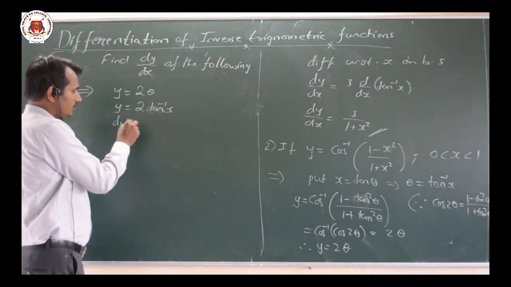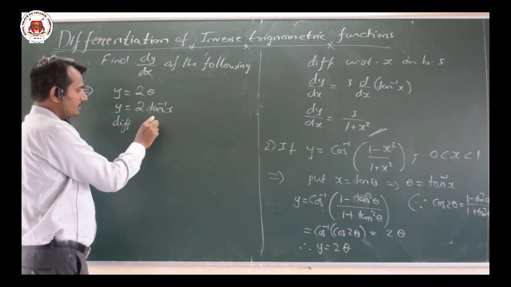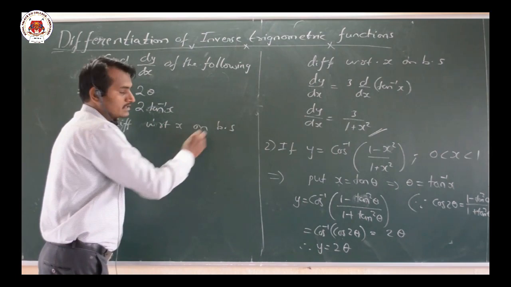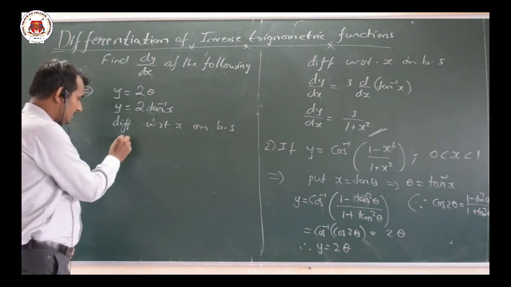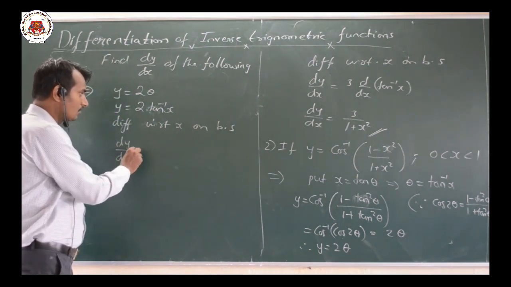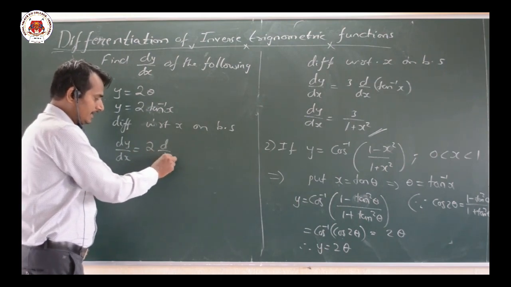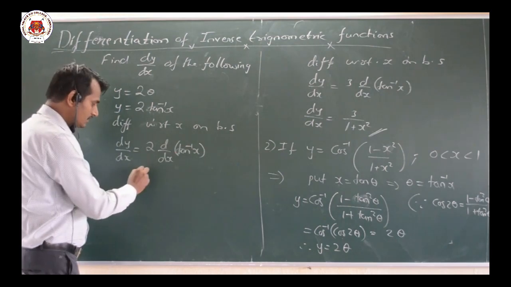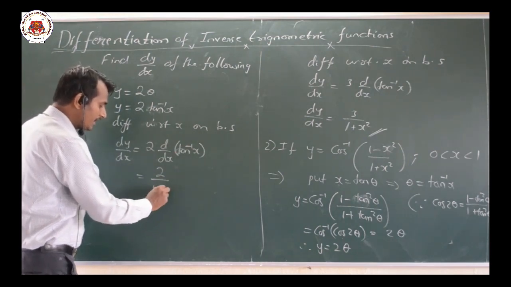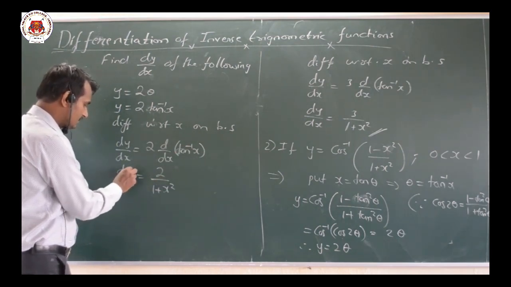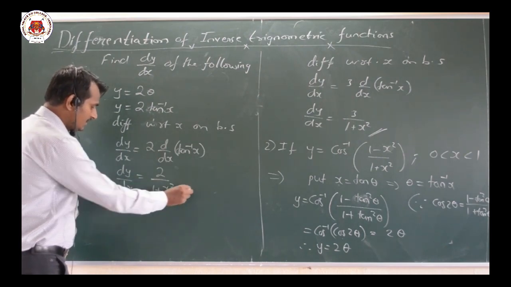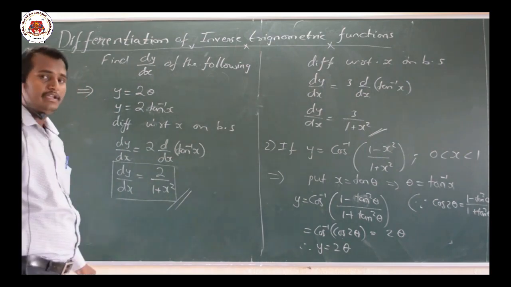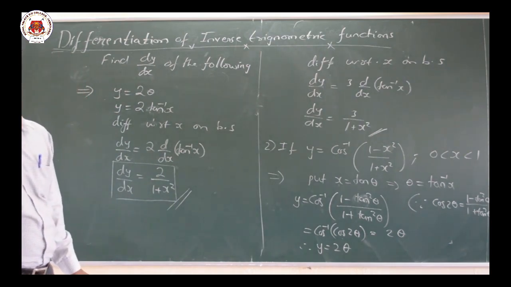Differentiate with respect to x on both sides. So what we get now? That is dy by dx equal to 2 into d by dx of tan inverse of x. Tan inverse of x differentiation becomes 2 divided by 1 plus x square. That is nothing but dy by dx. That is the required result. Very simple example it is.